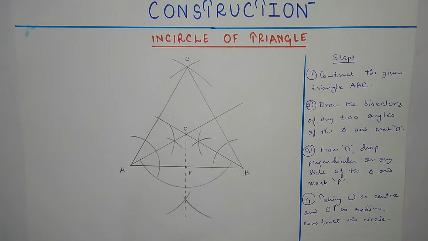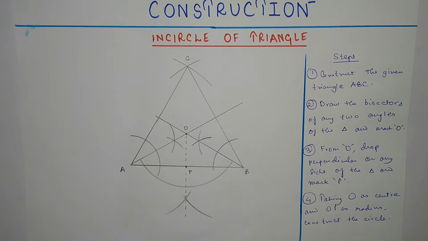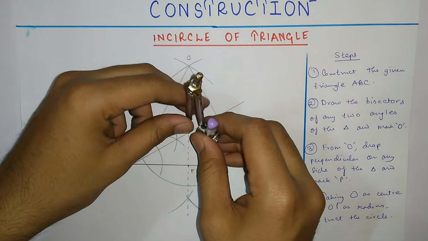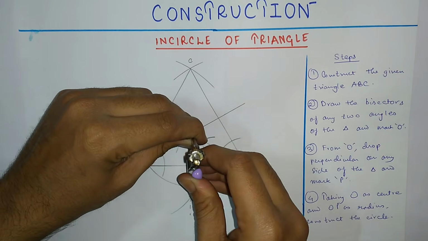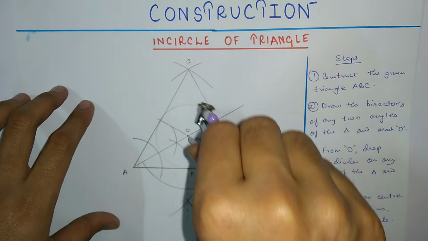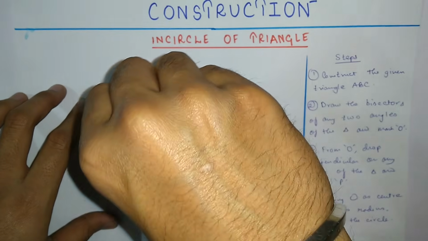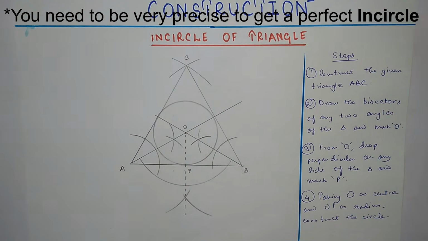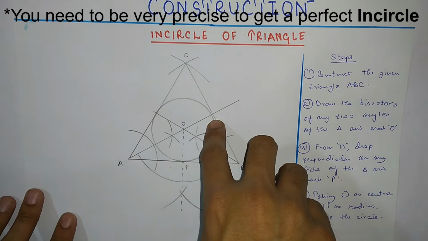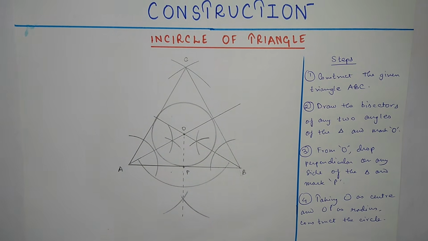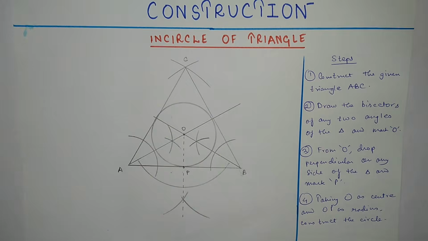Now what is the final step? Taking O as the center and OP as radius, construct the circle. So this is the center of the circle. We put the pencil over here and construct the incircle. Incircle. Now this is not perfect. It's not touching over here, but this is fine. You understood how to construct an incircle. Now it was a bit tough, so don't worry. We are done with the construction.